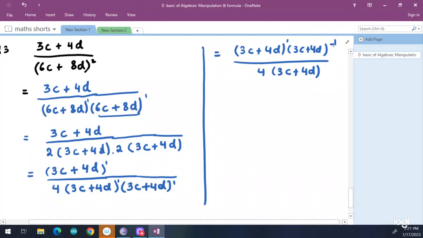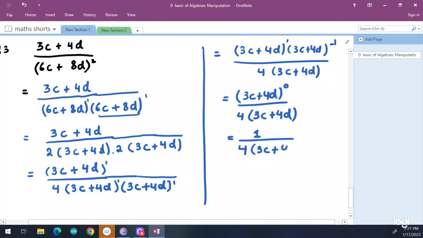When we add 1 minus 1, it becomes 0, and this is 3c plus 4d to the power 0. This is the one way. I will solve this question with another trick so that you have an idea. This whole becomes 1 over 4 times 3c plus 4d. You know that this is all considered as a variable. Its power is 0. When the power of any variable is 0, you will get 1. So this is the answer.